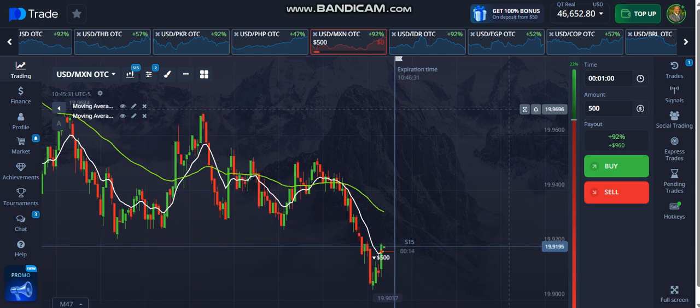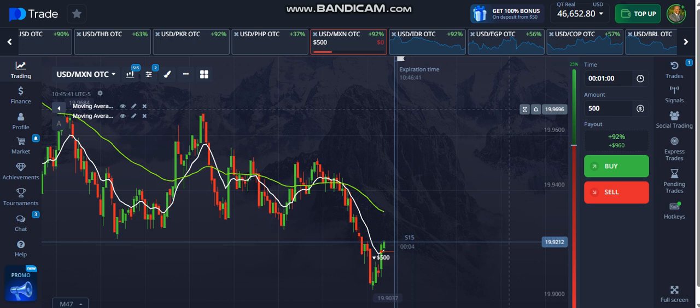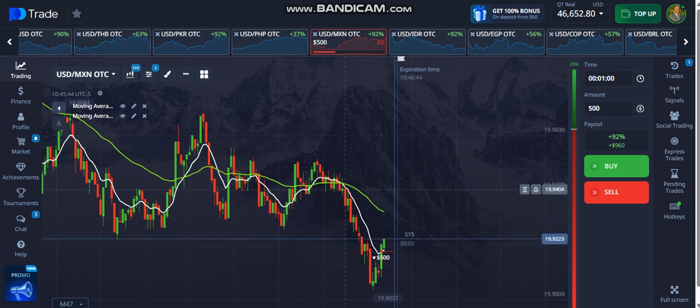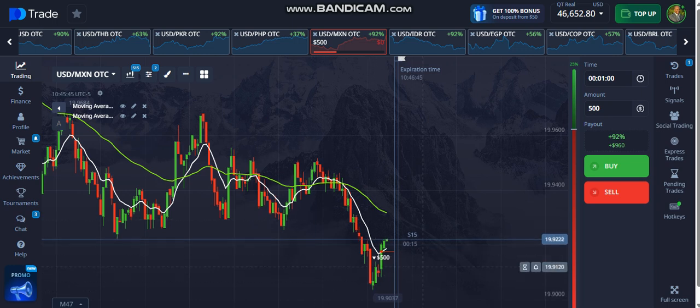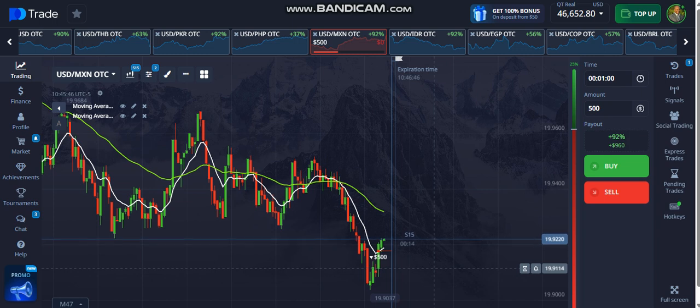Okay, so I'm back finally with another trade here on the USD MXN, the Mexican peso OTC pair. First, I waited for the crossover of the 10 and the 50 EMA line at the top. Secondly, the price broke the previous level of support there, and I waited for the price to retrace back to the 10 EMA line. So let's follow this trade.